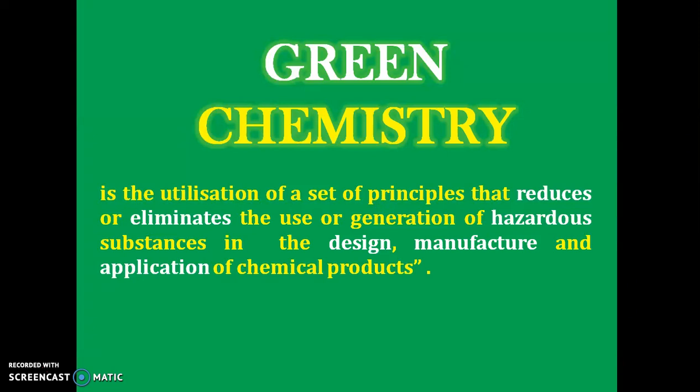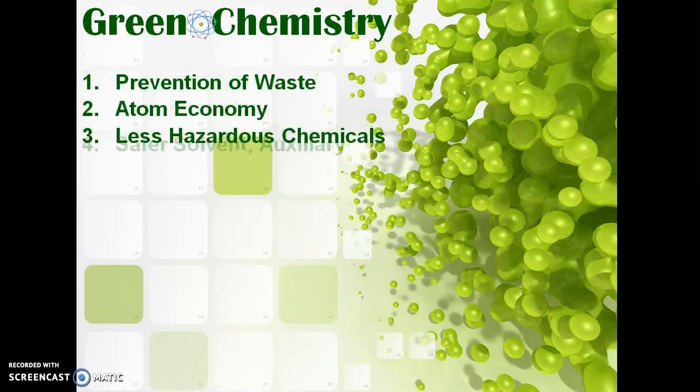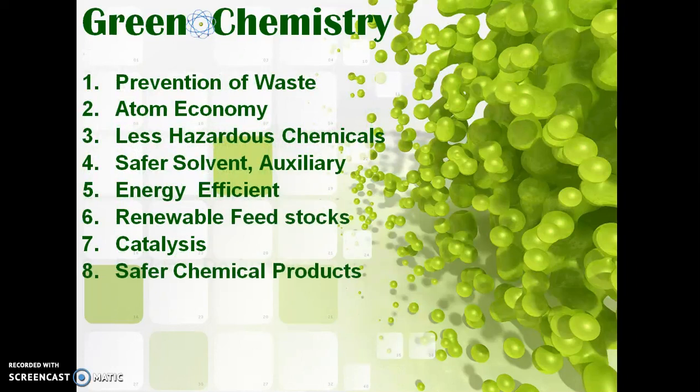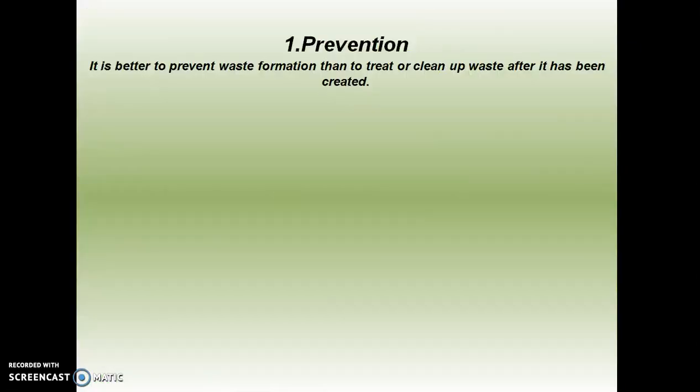It can be defined as the utilization of a set of principles that reduces or eliminates the use or generation of hazardous substances in the design, manufacture, and application of chemical products. There are 12 principles of green chemistry which are as follows. It is the prevention of waste, atom economy, less hazardous chemical synthesis, safer solvents and auxiliaries, energy efficiency, renewable feedstock, catalysis, safer chemical products, reducing the derivatives, designing for degradation, real-time analysis, and accident prevention.